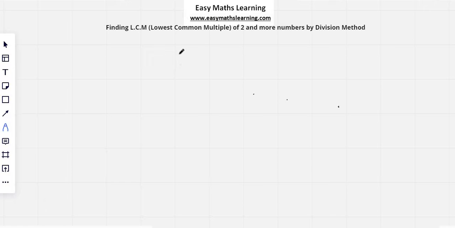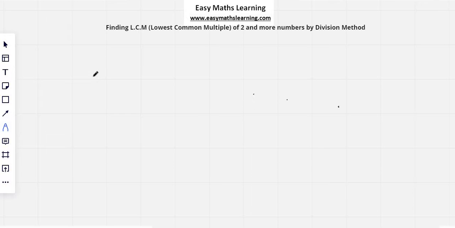Today I am going to explain how to find the lowest common multiple of two or more numbers by the division method. As we know, a multiple means a number which can be divided by the particular number whose multiple we are considering without leaving any remainder. So the lowest common multiple of two or more numbers means the smallest number which can be divided by those numbers without leaving any remainder.